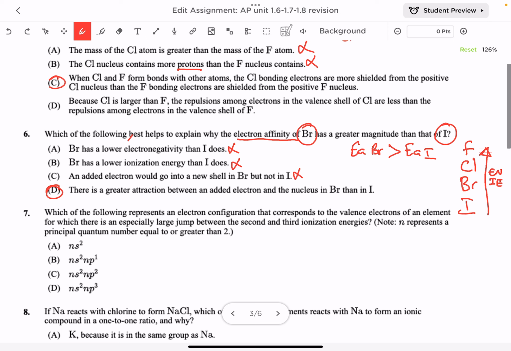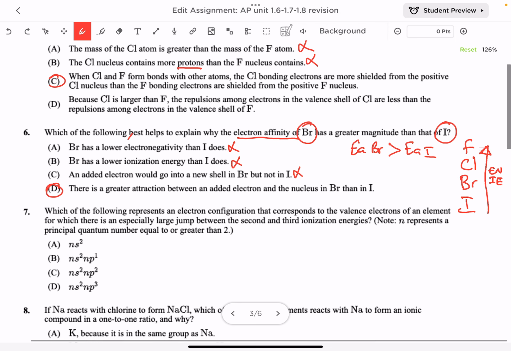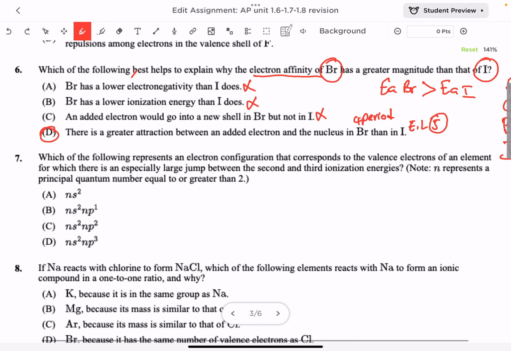So yes, in Br, the electrons are much closer to the nucleus than in I. Br has 4 periods, where the last electron to be added in I is added on energy level 5. So definitely it's further away from the nucleus.